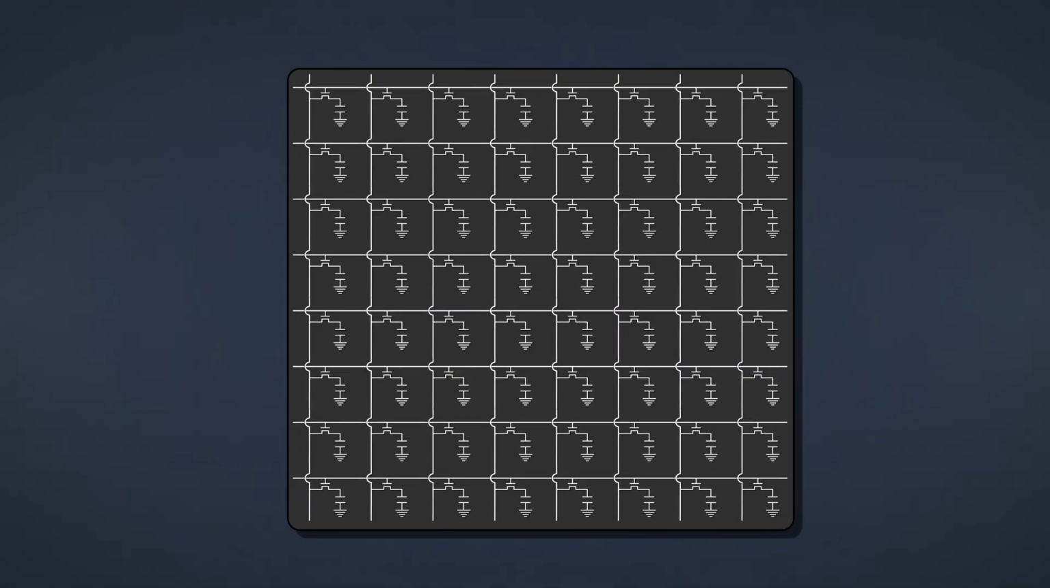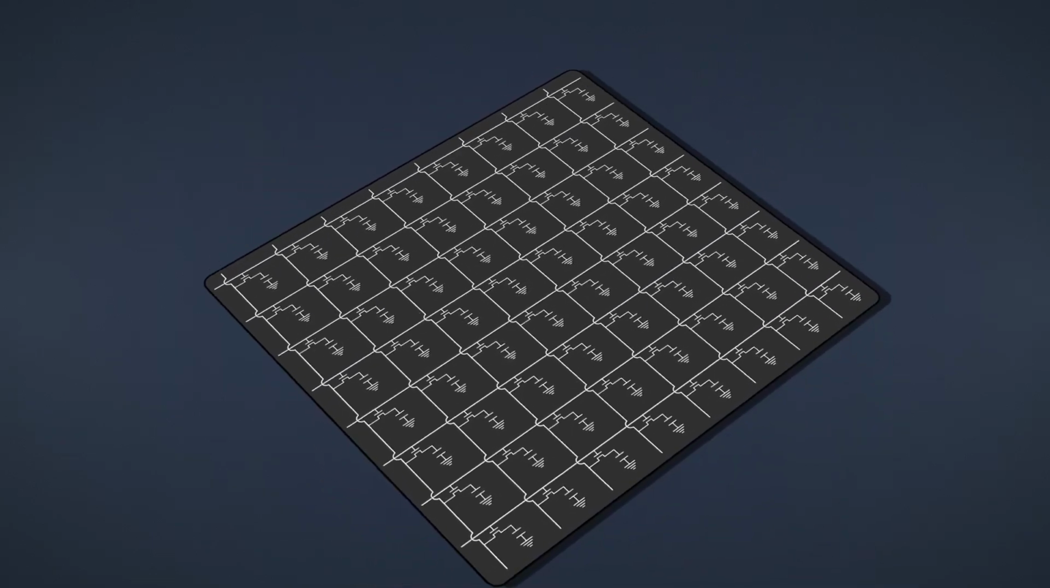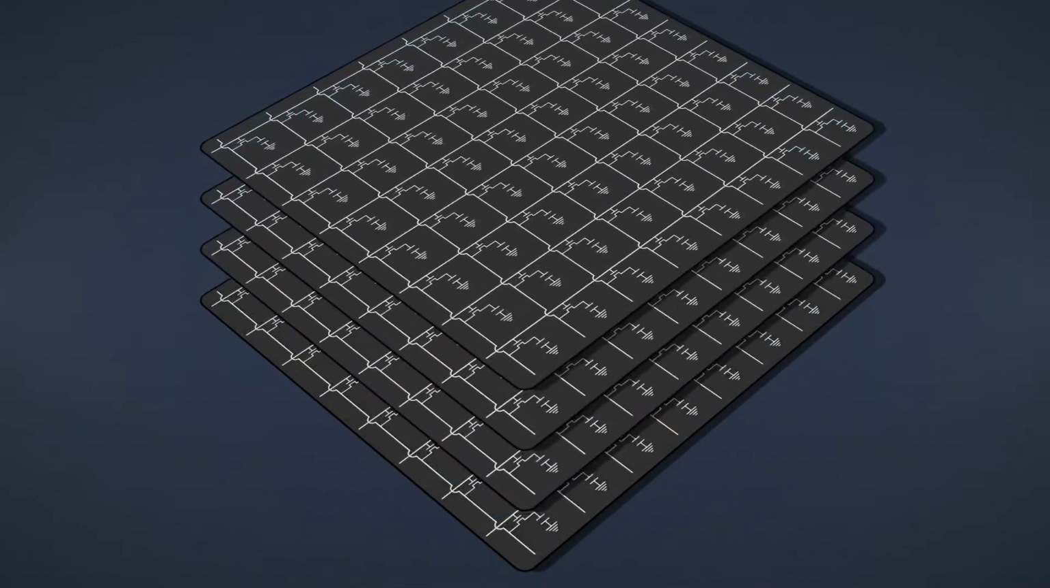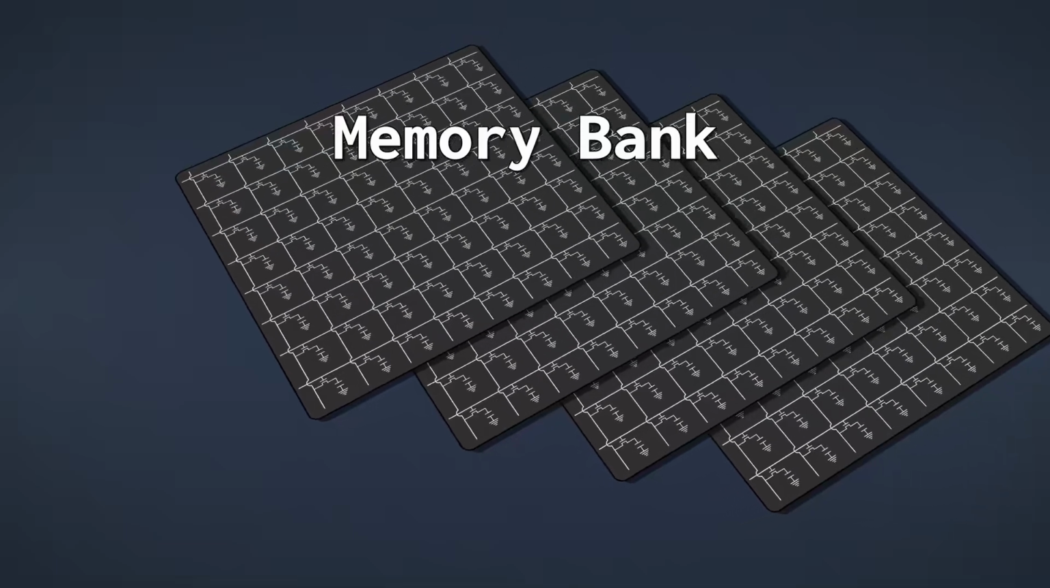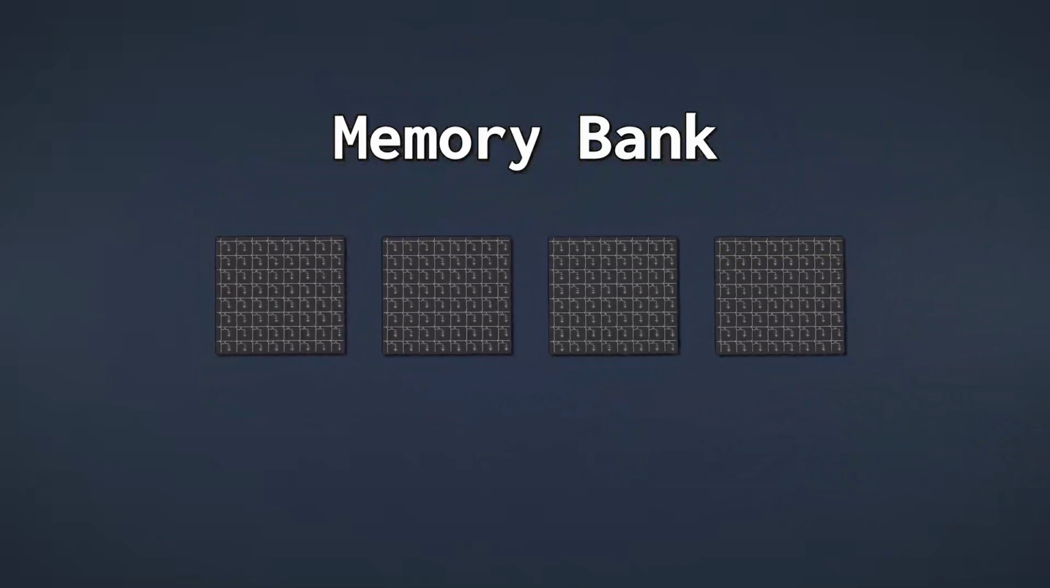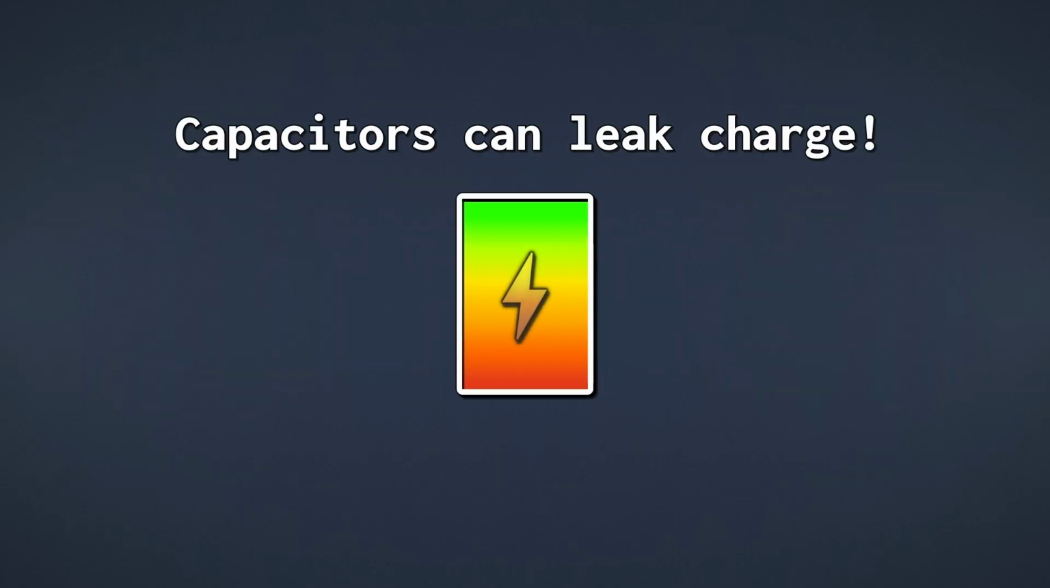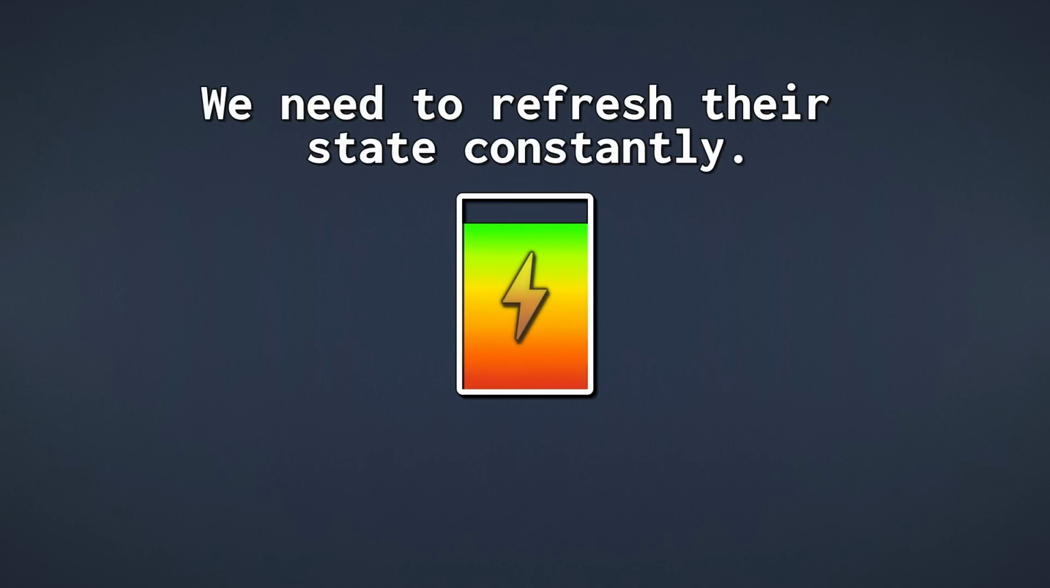Another thing worth mentioning is that we don't have a single large grid of memory cells. Instead, each chip on a DIMM contains many of them. DRAM also has a big problem. Our transistors and capacitors are microscopically small. That sounds like a good thing, but capacitors can leak their charge. And because ours are so small, they do so very quickly. To avoid losing their state, each memory cell must be refreshed constantly.